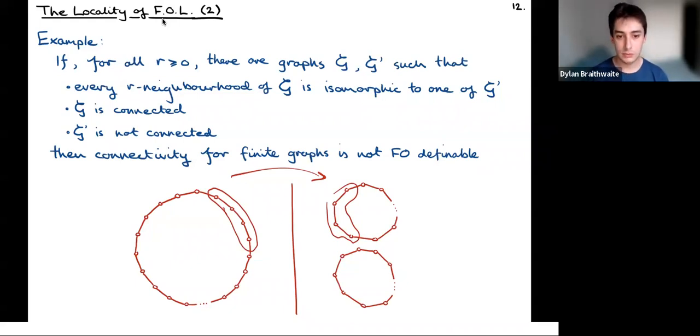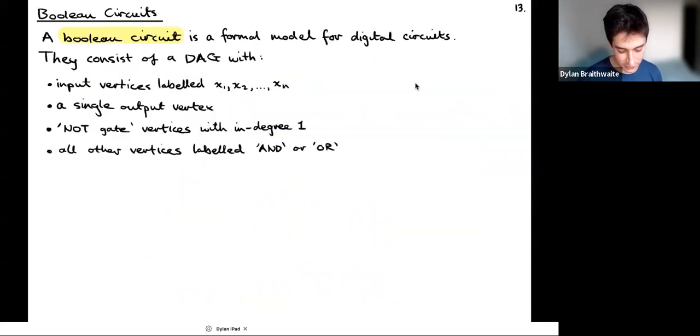So that's pretty cool. And it maybe gives a slightly better idea of what the global structure of first order definable things is. It's structures with local properties. But it would be nice if we had a more concrete classification of what all the first order definable structures are. And we can do that, but we have to take a little bit of a detour through complexity theory.